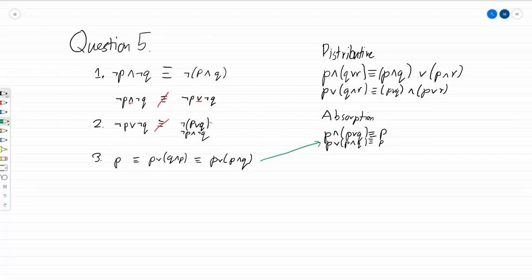So if you want to go through and draw the truth table for that, feel free to do that. But it's also a nice way to just think about it in your head. So in this case, is this going to be the same as P? So we have P and Q. So if P is true here, it's and, so we rely on this second part.